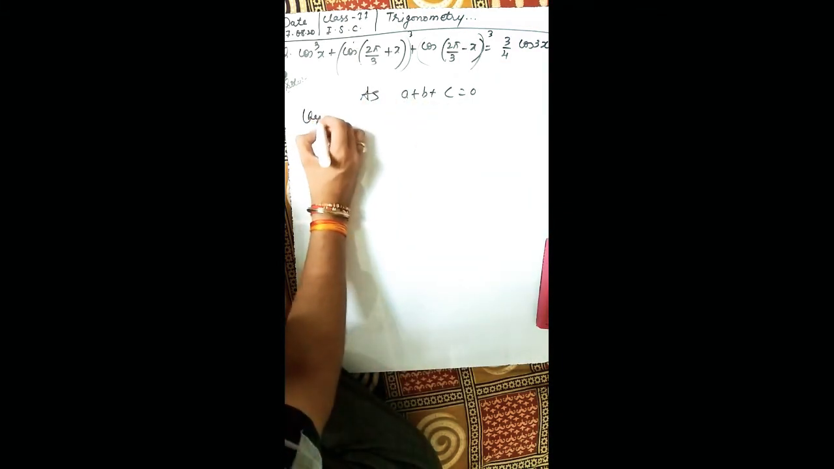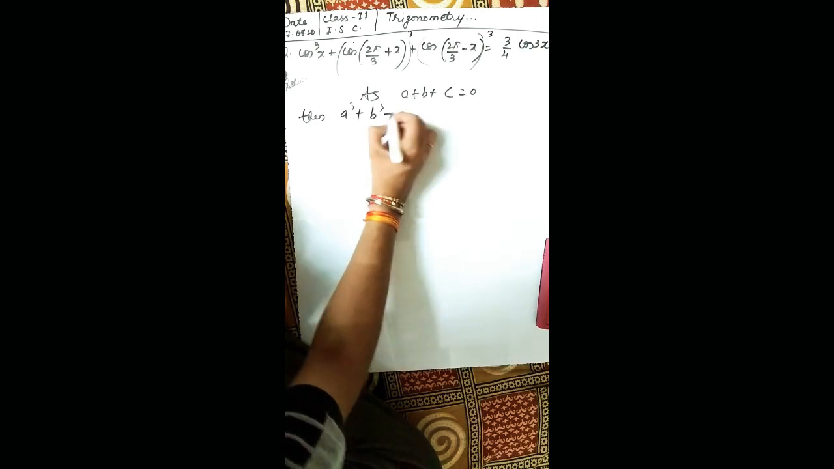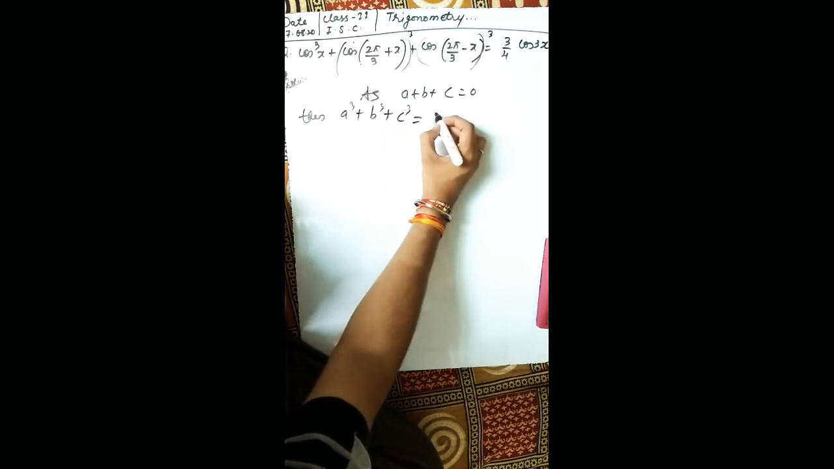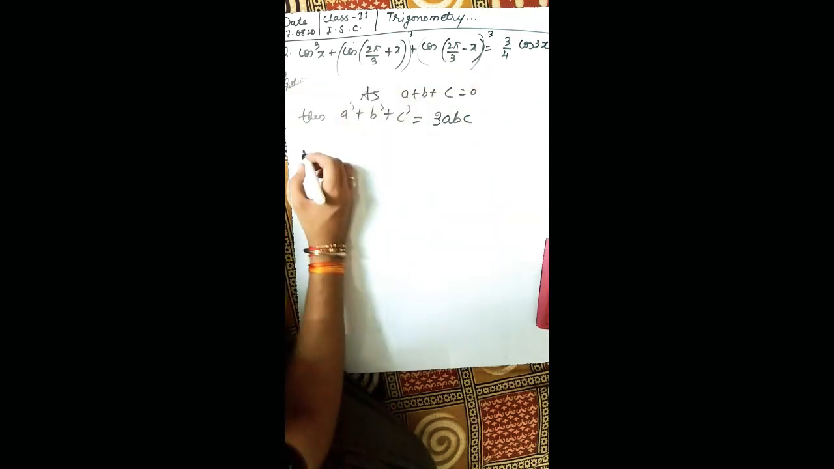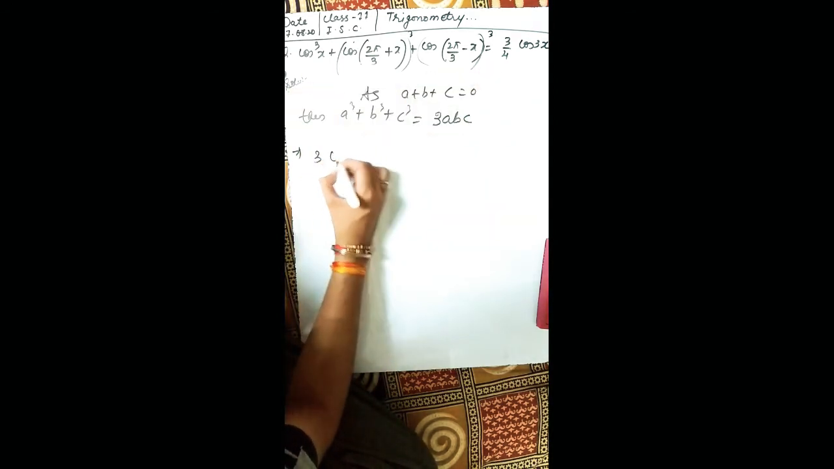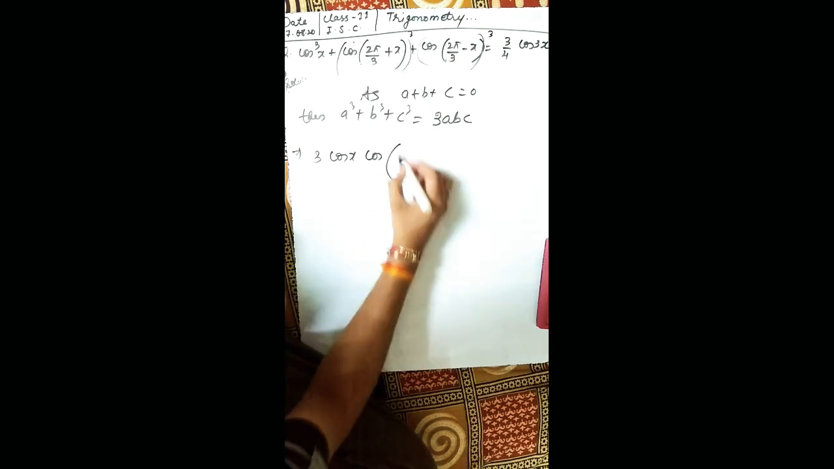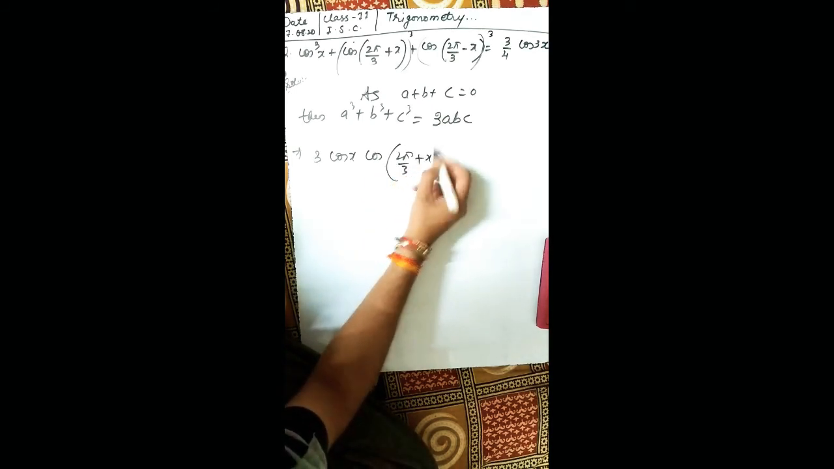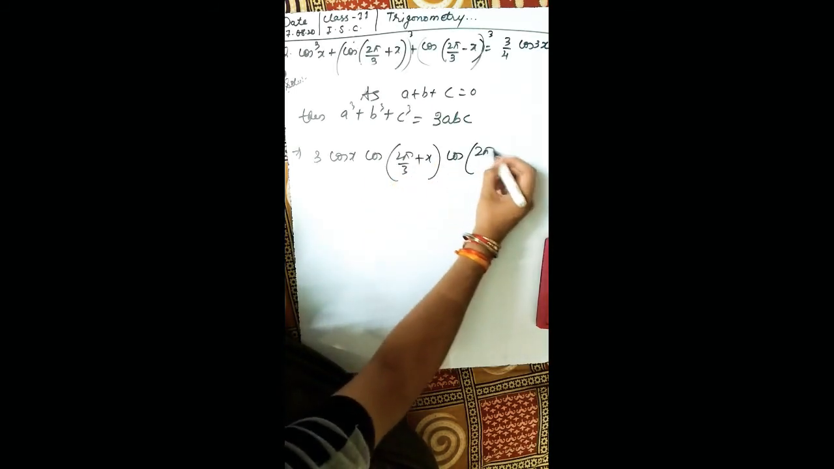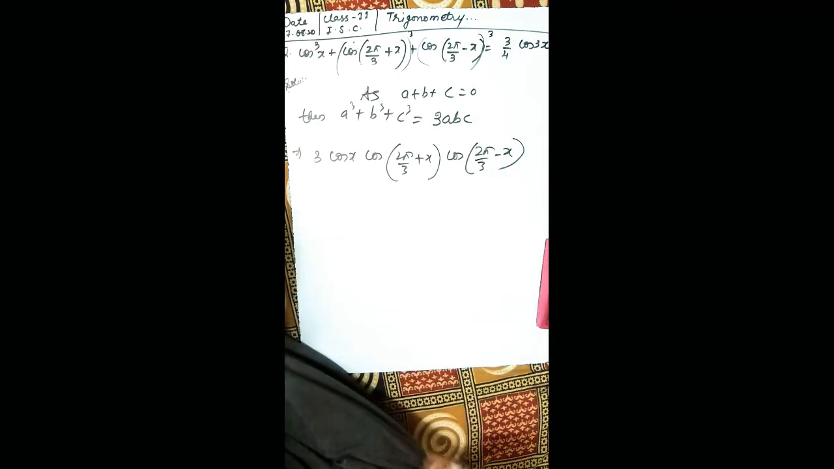So as a plus b plus c is equal to 0, then a cube plus b cube plus c cube will be equal to what? 3abc. Okay, so we directly do 3 into cos x into cos(2π/3 plus x) and cos(2π/3 minus x).